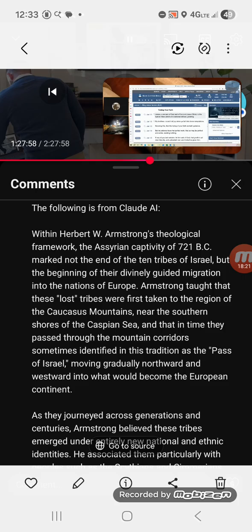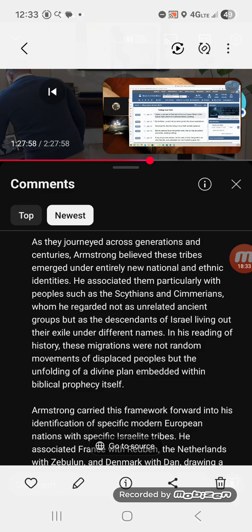As they journeyed across generations and centuries, Armstrong believed these tribes emerged under entirely new national and ethnic identities. He associated them particularly with people such as the Scythians and the Cimmerians, whom he regarded not as unrelated ancient groups, but as the descendants of Israel living out their exile under different names.